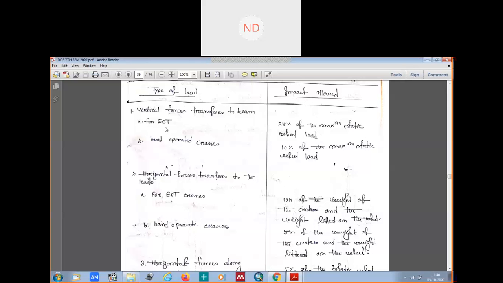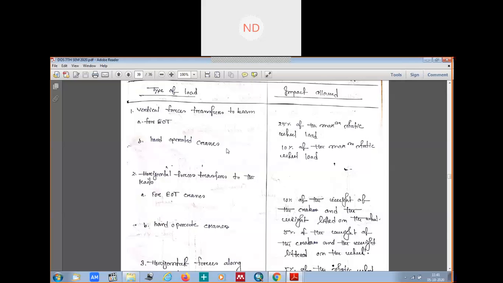Okay, and that can be either electronically operated, or it may be hand operated. When it is electronically operated, for your vertical forces which are going to transfer to the beam, your electronically operated machine, you switch on and off and it will stop itself. In that case, you have an impact load falling on the gantry girder. We have to take it to be 25% of the maximum static wheel load.